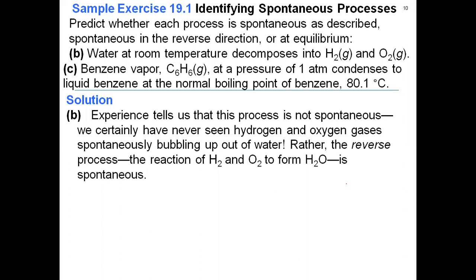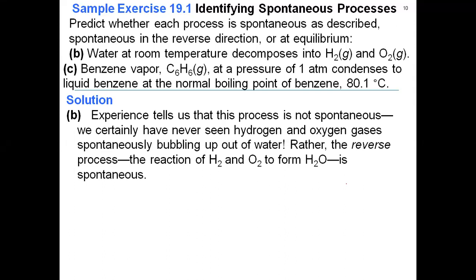Right. So therefore, for the second question B, water decomposing into H2 gas and O2 gas is not spontaneous. The last question is about those kinds of equilibrium. What happened in this question C is we have benzene vapor, which is C6H6 gas at a pressure of 1 atm, condensed to liquid benzene at the normal boiling point of benzene, 80.1 degrees Celsius.